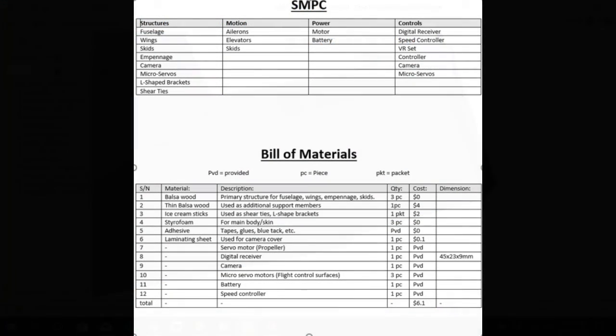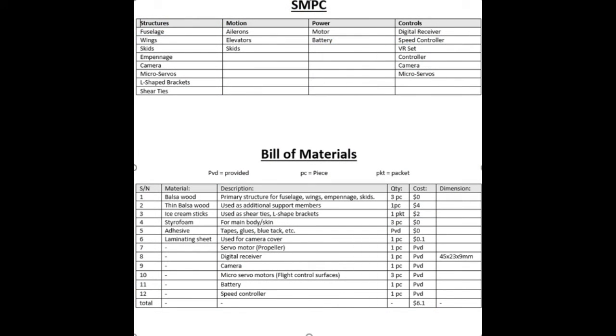And now I'll be talking about the bill of materials. The first item on the list, we have balsa wood, which will be used for the primary structure, which is the fuselage, wings, empennage, and skids. And the second item on the list, we have thin balsa wood, which will be used as additional support members to ensure that the structure does not crumble.